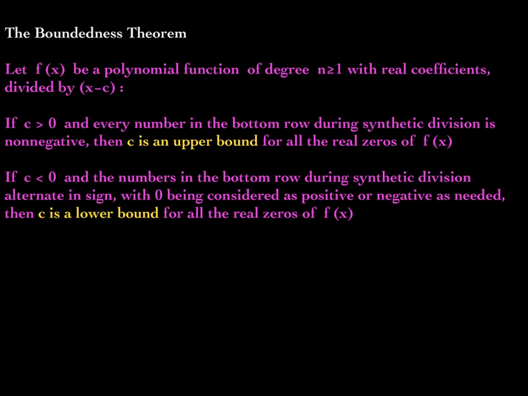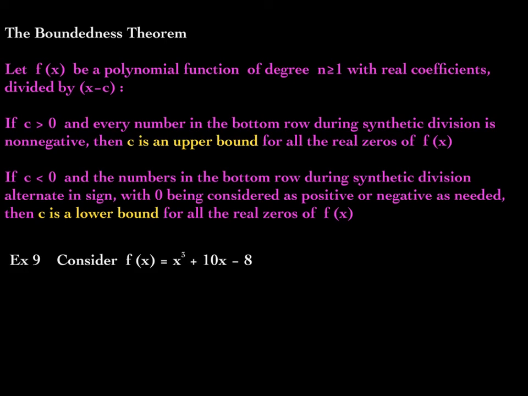If c is negative and the numbers in the bottom row during synthetic division alternate in sign, meaning plus, minus, and so forth, with 0 being considered as either positive or negative as needed, then c is called a lower bound for all the real zeros of f of x. Let me show you what all of this means in the next example.